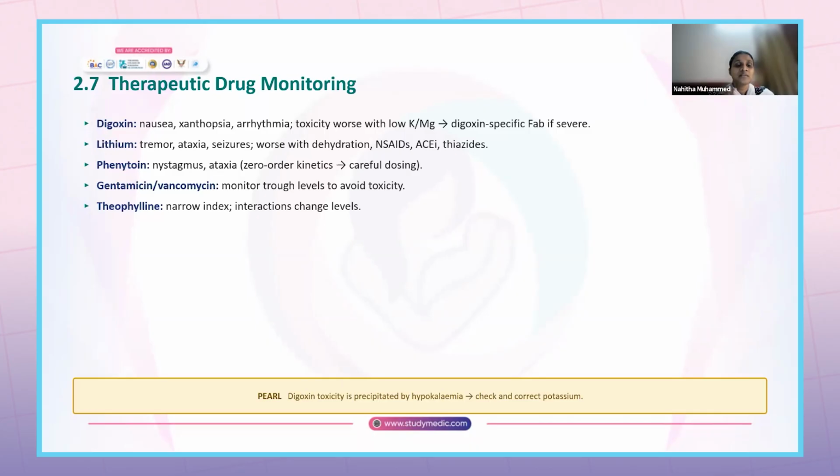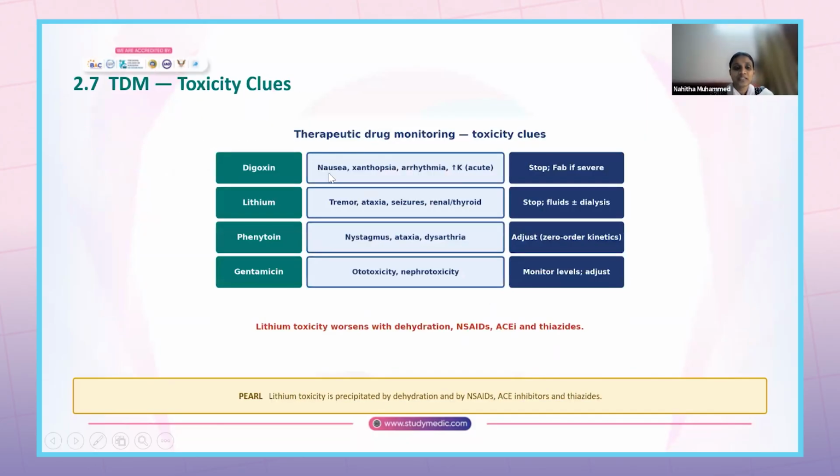Phenytoin: the side effect is nystagmus and ataxia. Gentamicin and vancomycin also, we have to monitor the trough level. Theophylline also has a very narrow therapeutic index. So these are the treatment part, side effects and the drugs.